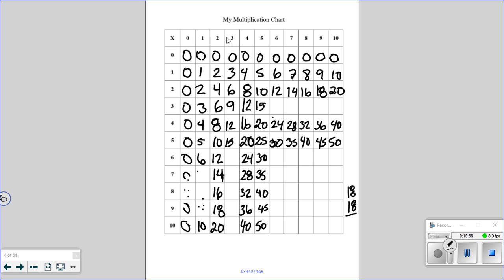If 2 times 6 is 12, and I need to get to 3 times 6, I'm going to add one more group of 6. Start at 12 and count on 6. Maverick, what you got? 18. Great job. I was about to say 18.